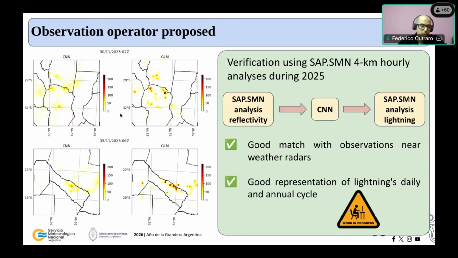The intensity not so much, but as I mentioned, this is the ensemble mean, and if we look member by member, we can see the magnitude of the lightnings is similar to the one observed. And I don't show the lightning cycle, but the daily and annual cycle of lightning are well represented by the analysis in conjunction with the forward operator.